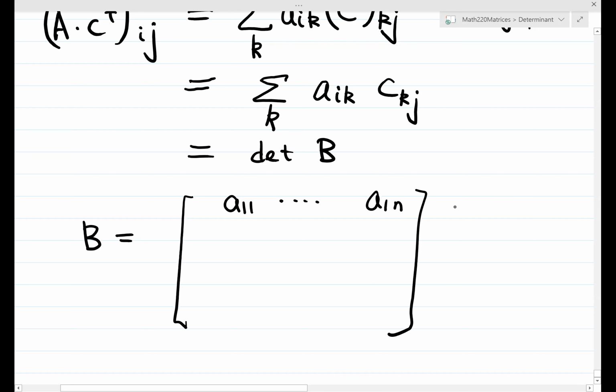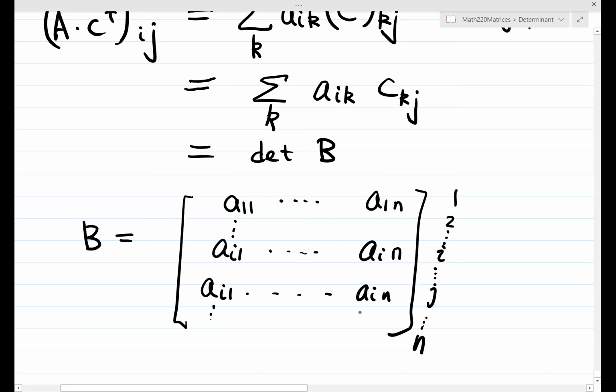So we have 1, 2, and so on. We have i, we have j, for instance here. Finally we get n. So the ith row, we get the ith row. Now the jth row of A will be Aj1, Aj2, Ajn, okay? Now we replace the jth row by the ith row of A: Ai1, Ain. Finally, we get An1, Ann. So here B is obtained.